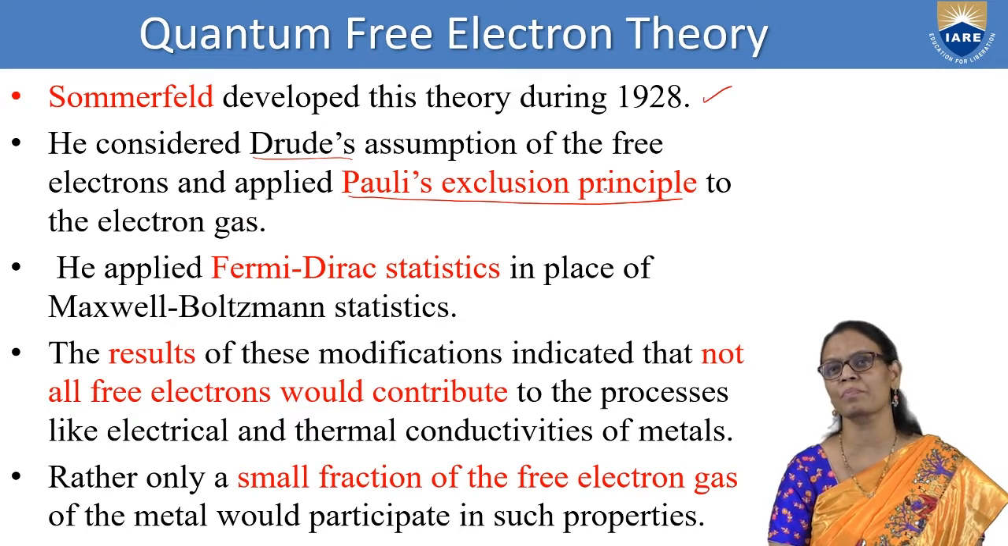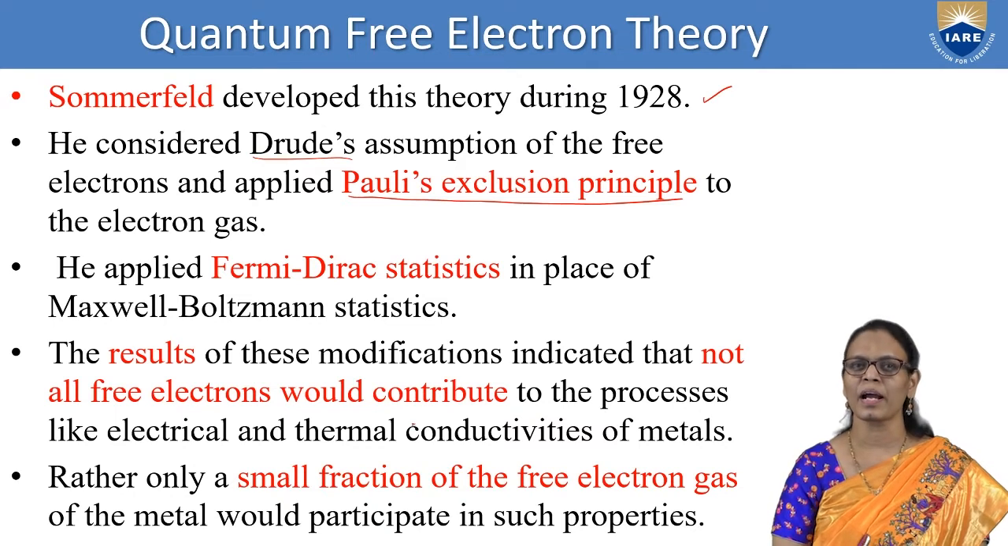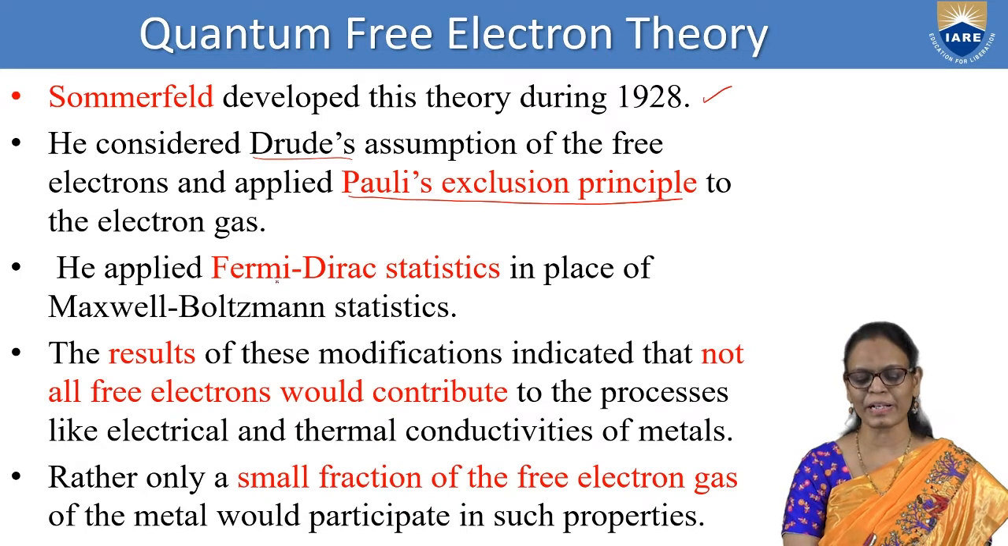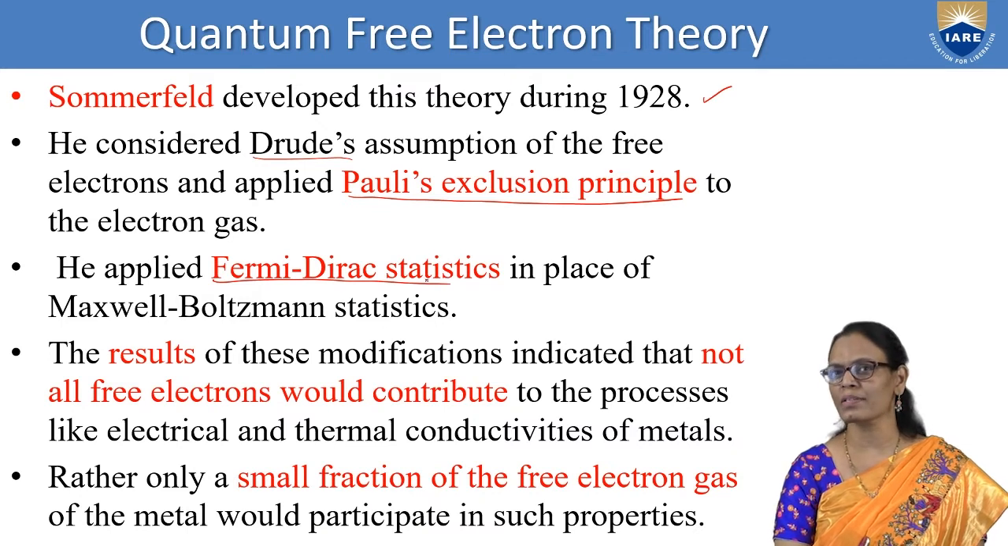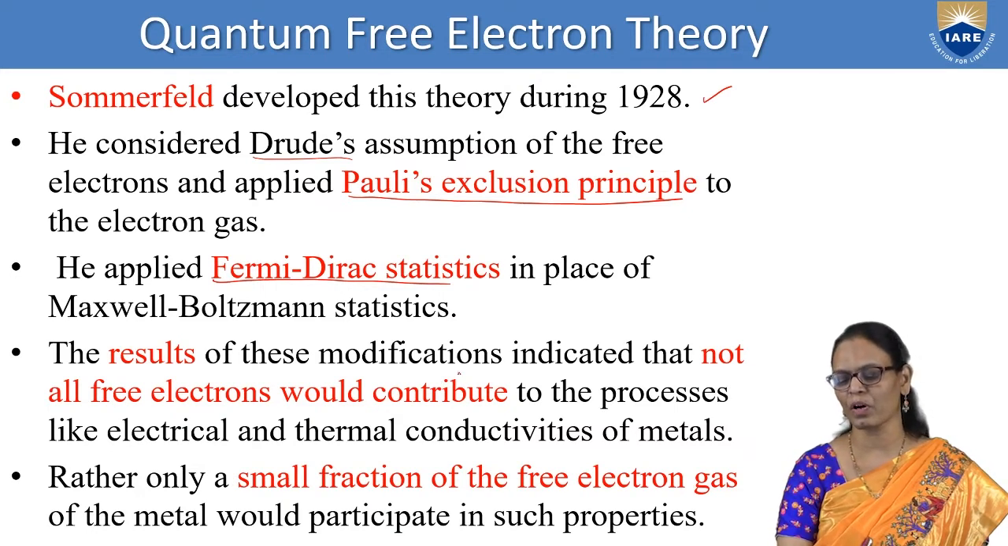What does Pauli's exclusion principle say? No two electrons can have the same set of quantum numbers. It has to be different. And then he also applied the Fermi-Dirac statistics. What is Fermi-Dirac statistics? It talks about the energy of the electron. So in Fermi-Dirac statistics, what do we talk about? F(E) is equal to 1 upon e power (E minus EF) upon kT.